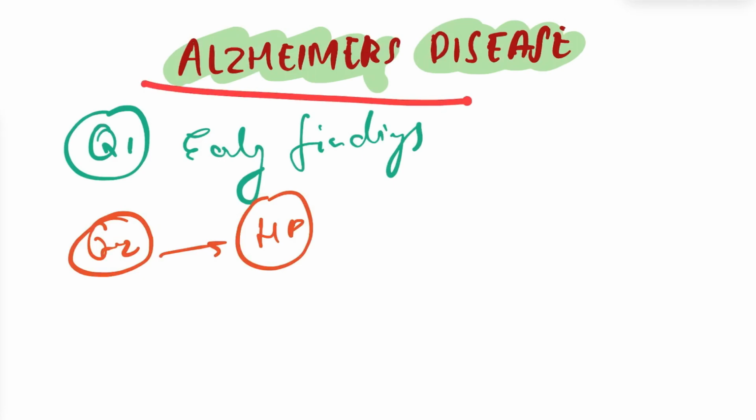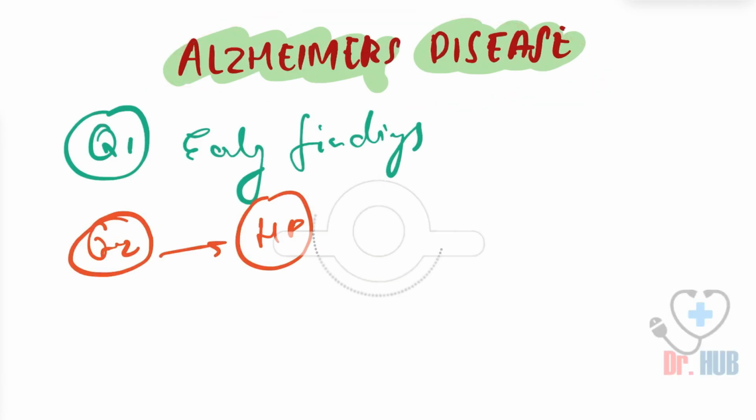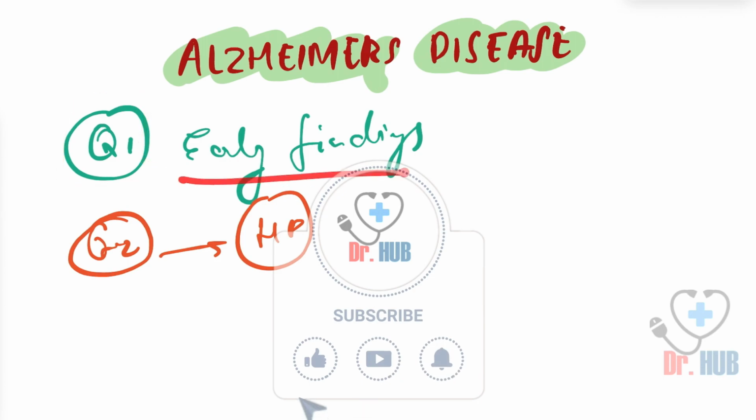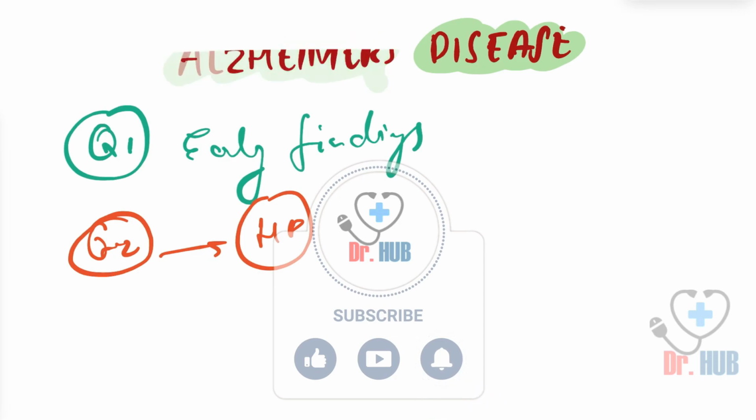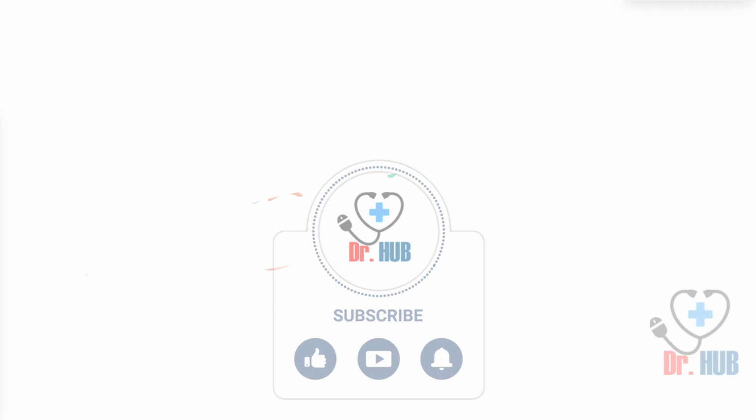We are going to look at Alzheimer's disease. To start with questions, the first question is: what are the early findings? The second one is: comment on the histopathological findings of Alzheimer's disease. So in this video, we'll find these answers and learn in detail. To begin with, Alzheimer's disease.